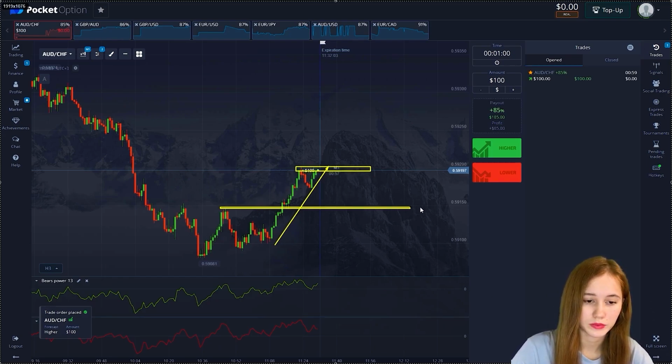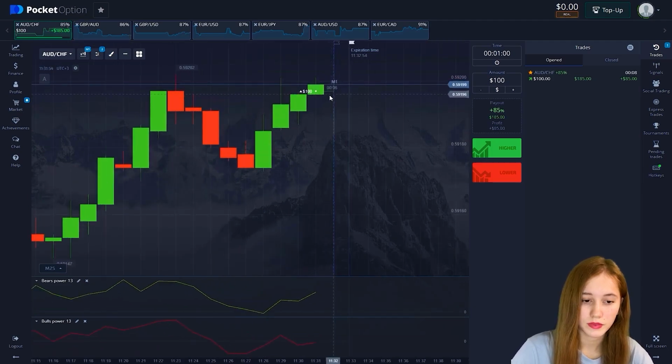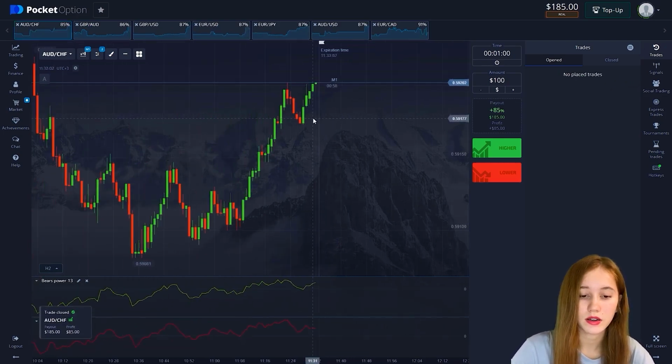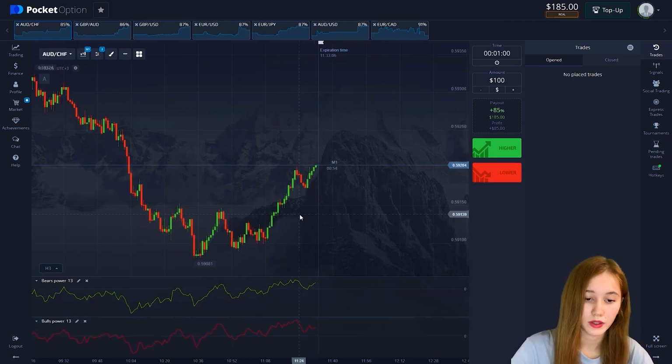Uptrend. We have 11 seconds until the end of our deal. Zoom it. At this moment we are above our points. It's okay. And yeah, plus deal, $185. Good enough.